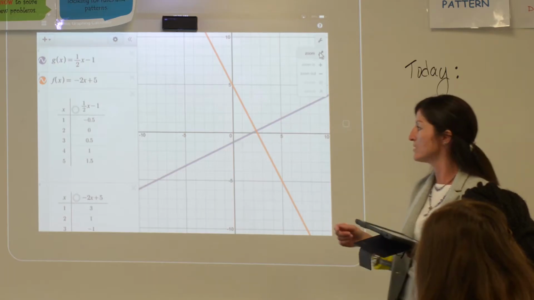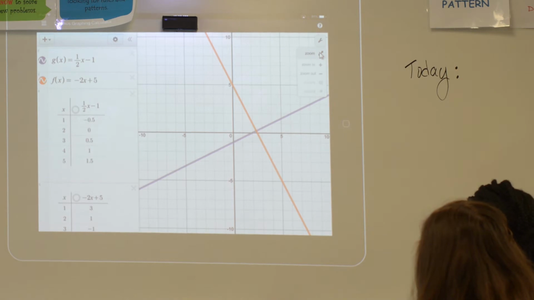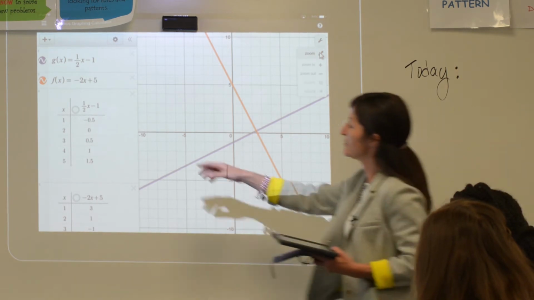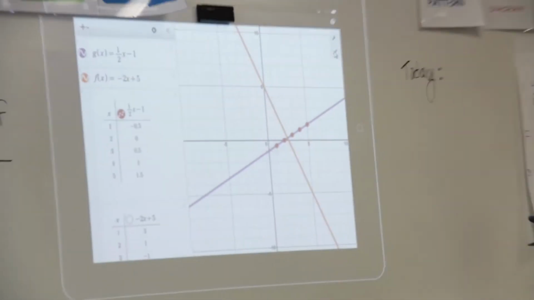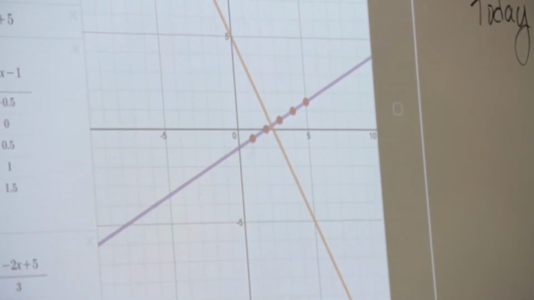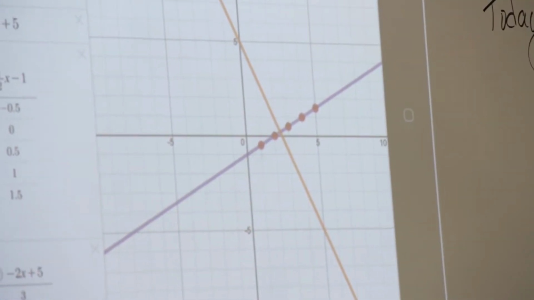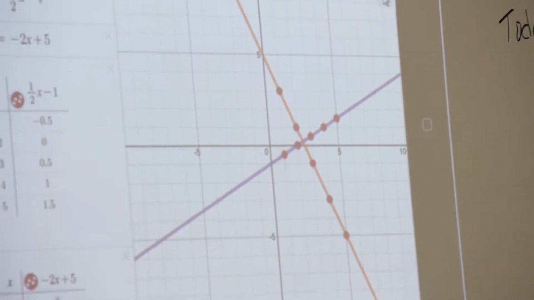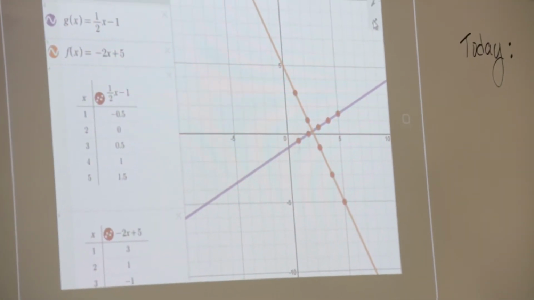So if I said to you, between which two x values would you guess the solution lies? Between 2 and 3. So look at my table. I'm going to turn my table on for my purple. Not too bad. I'm getting closer, yes?